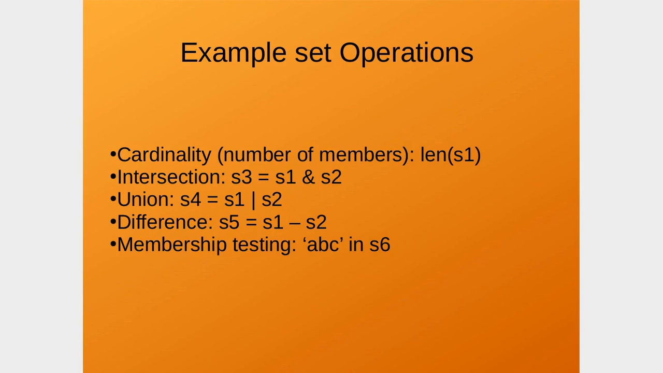Example set operations. You can take the cardinality of a set, that is, find the number of members in a set with len, just like for lists and dictionaries. You can find the intersection of two sets with the ampersand. You can find the union of two sets with a vertical bar. You can do a difference between two sets with s1 minus s2. And you can do membership testing with the in operator.